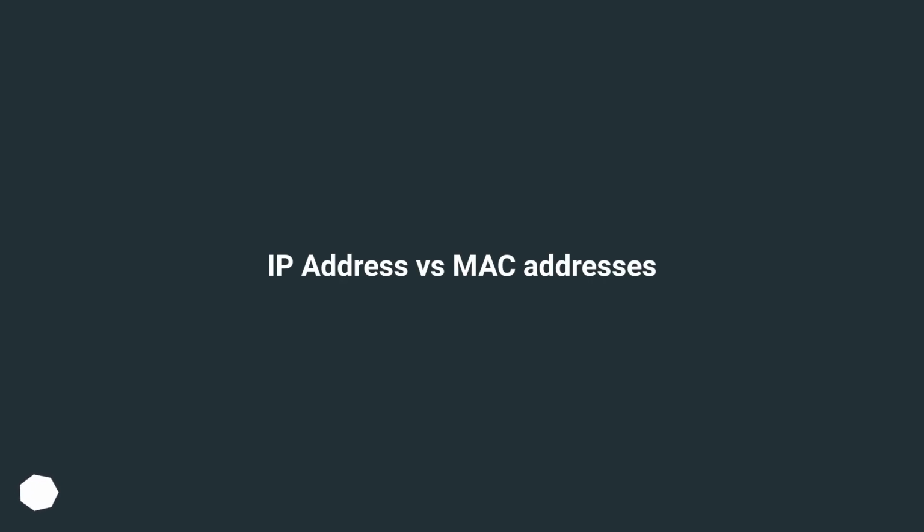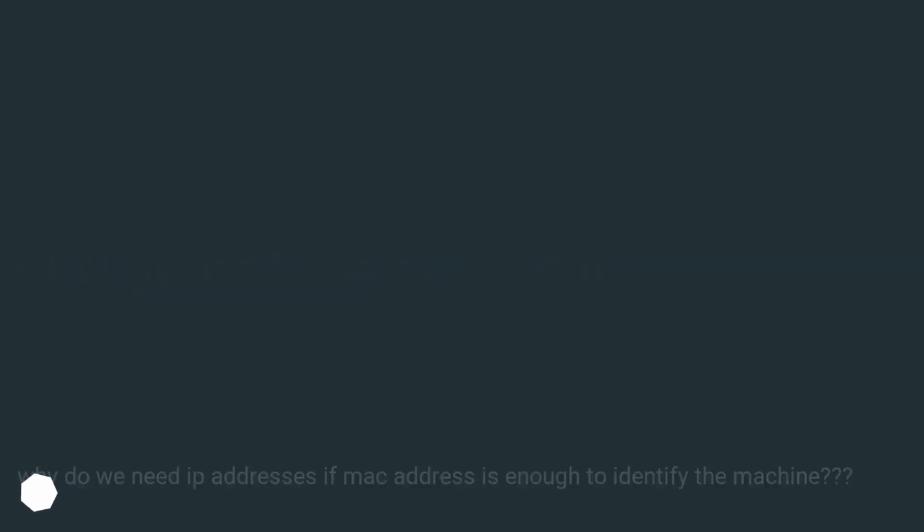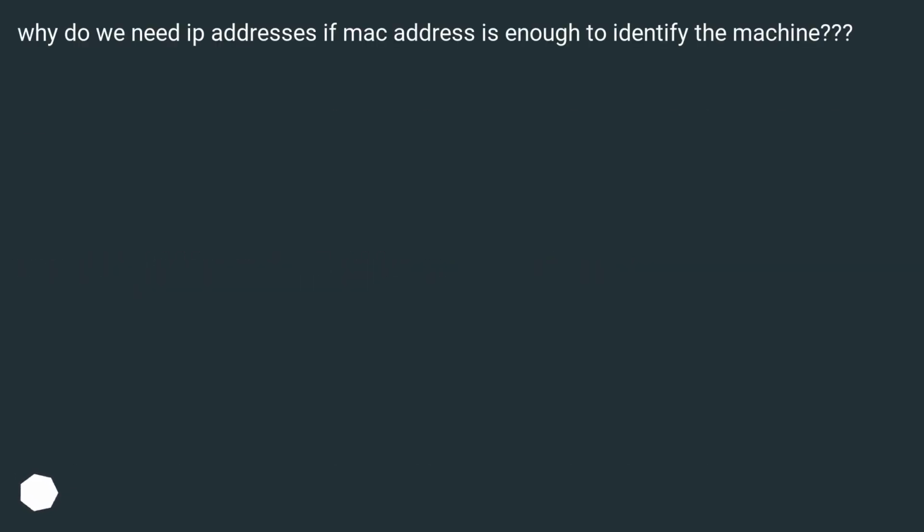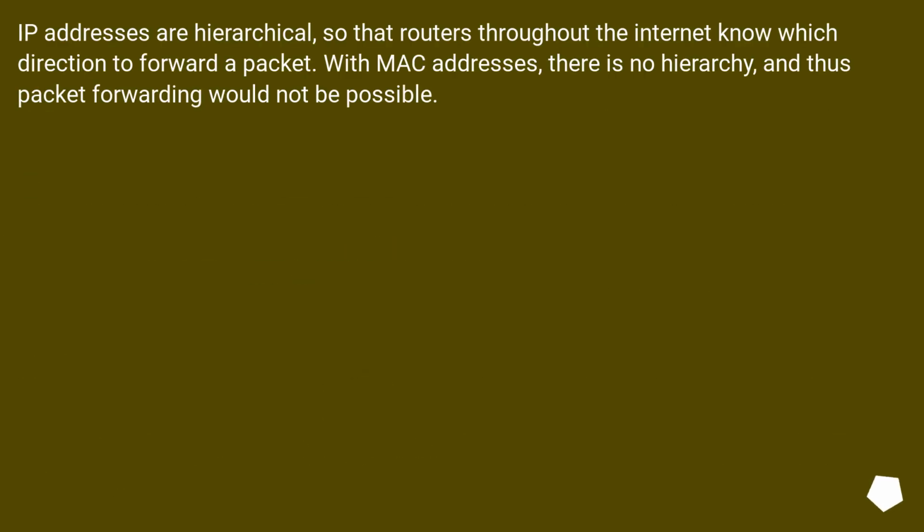IP address versus MAC address. Why do we need IP addresses if a MAC address is enough to identify the machine? IP addresses are hierarchical, so that routers throughout the internet know which direction to forward a packet. With MAC addresses, there is no hierarchy, and thus packet forwarding would not be possible.